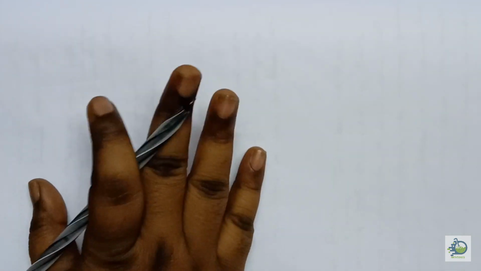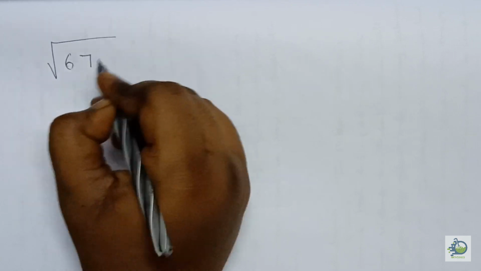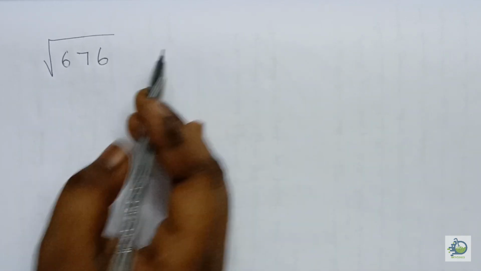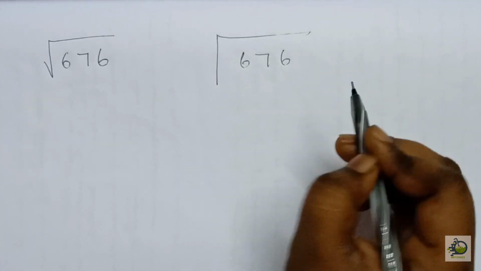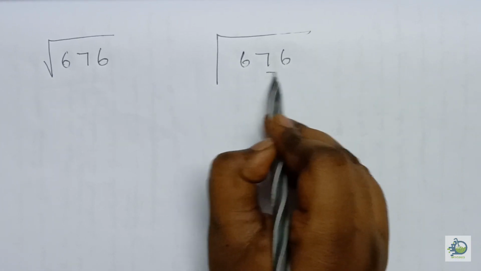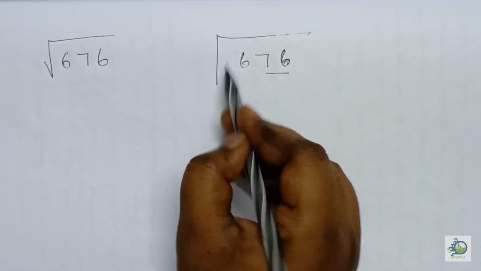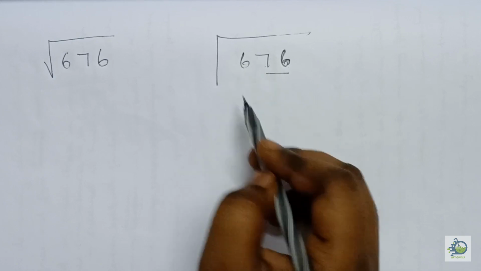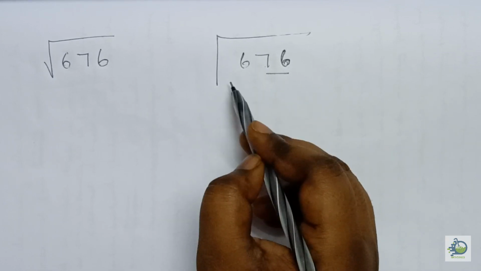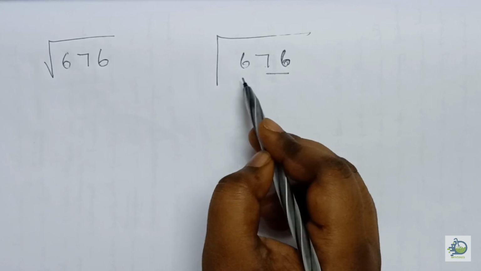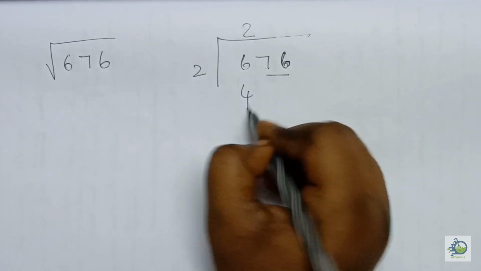Similarly, let's do it for a 3-digit number. Now we are going to find the square root of 676. We write it inside the division symbol, and we group it as two-digit numbers. From the last, it is 76, and I'm left with 6. Now I have to find a perfect square number which is less than and closer to 6, that is 4. So 2 twos are 4.